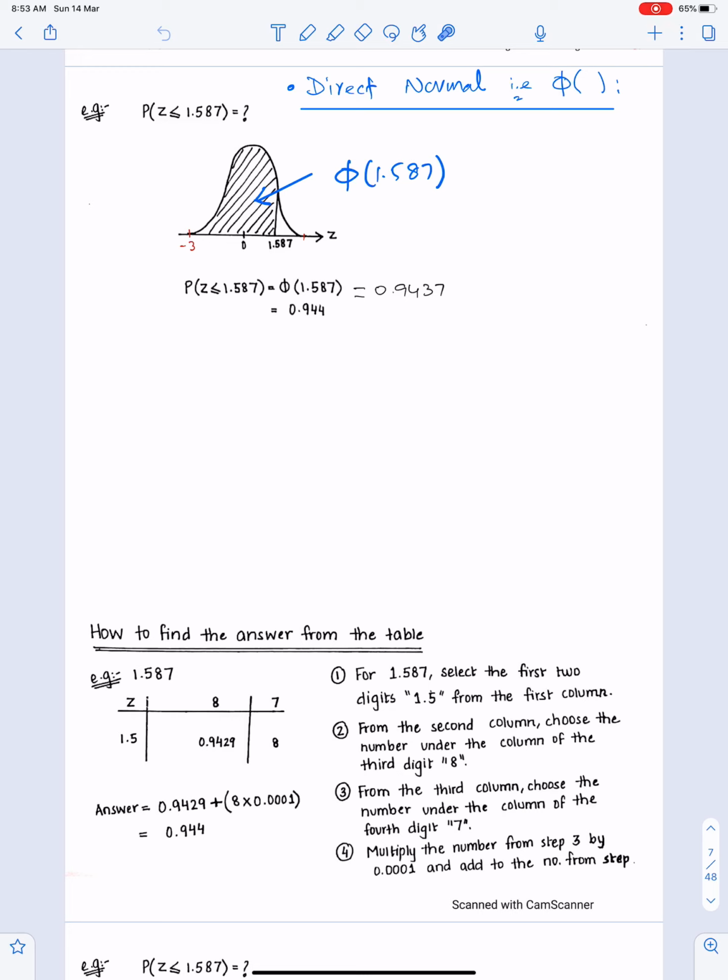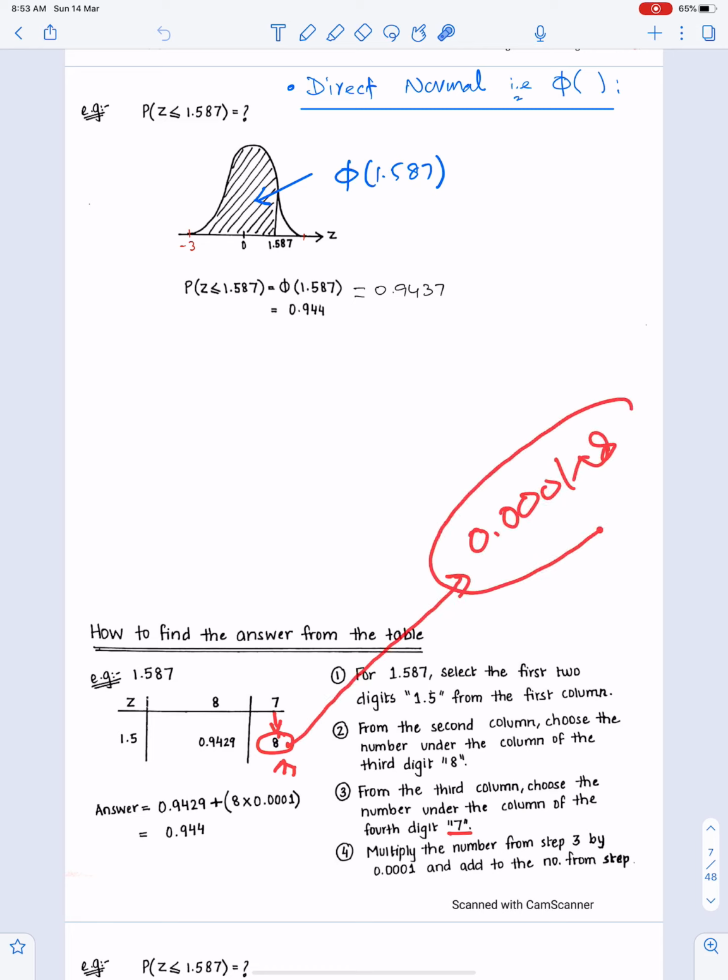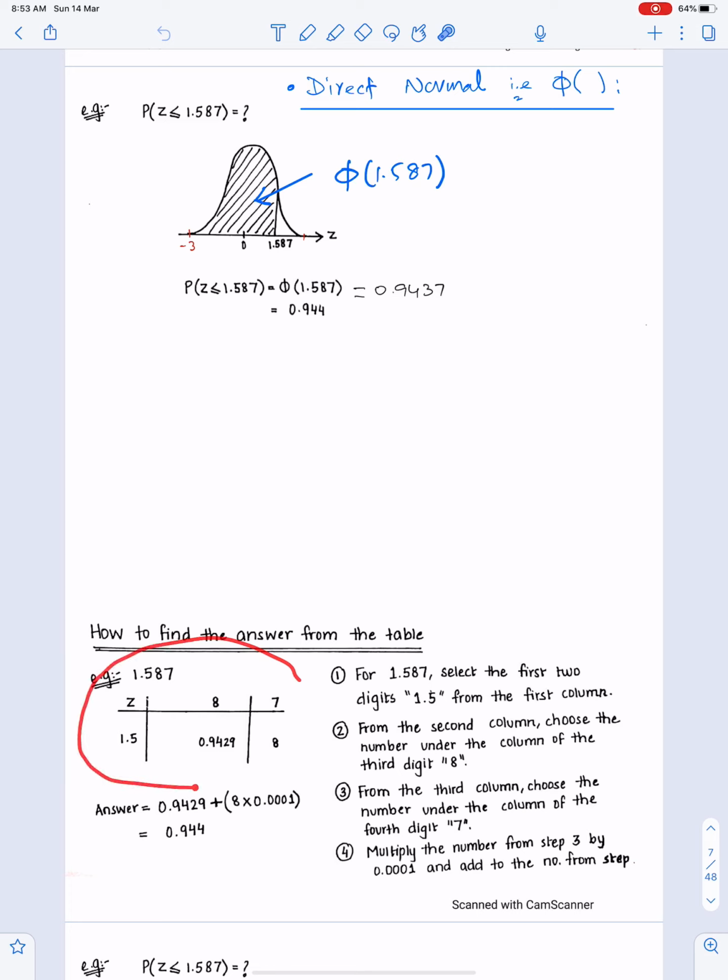From the third column, choose the number under the column of the fourth digit 7, which is 8. Multiply this number from step 3 by 0.0001. You need to multiply this number by 0.0001 and then add this result into this number. This is the way to read the table for phi for this number.